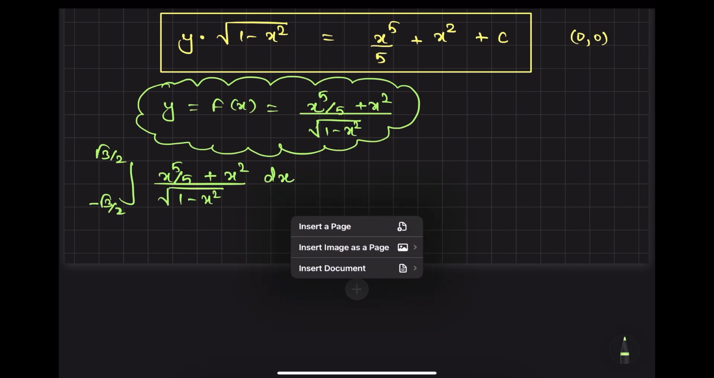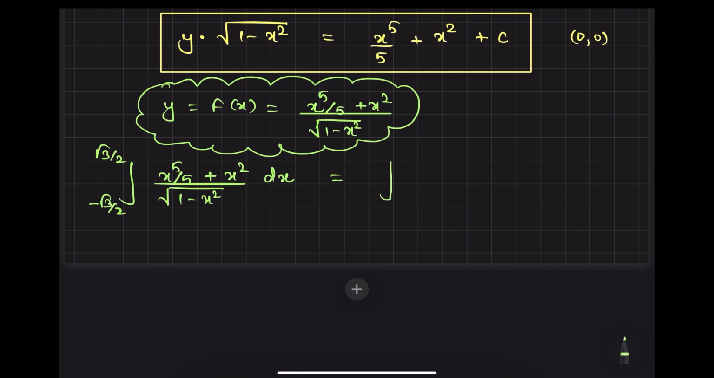Now look at this. Can I solve this thing as two different questions? Let's convert this question into two different questions. So from minus root 3 by 2 to root 3 by 2, we have x power 5 by 5 times 1 minus x square dx, plus the integration of the same limits of x square by root over 1 minus x square dx.